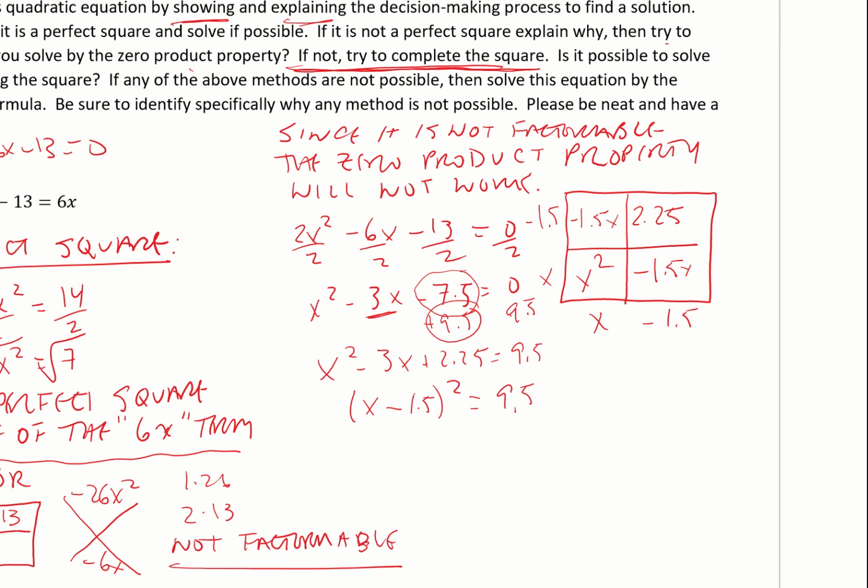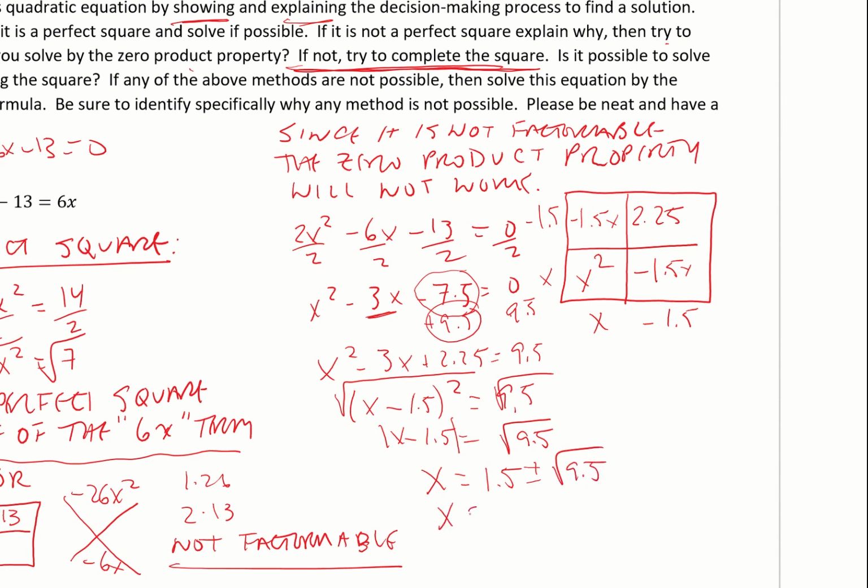So I think if some of you were doing this problem and you got to getting the decimals and you weren't sure what you were doing, I would go to the quadratic formula. But let's just finish this. So we take the square root. So then we have x minus 1.5 equals the square root of 9.5, and then that's going to be x equals 1.5 plus or minus the square root of 9.5.